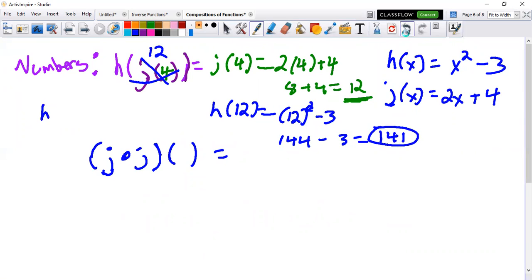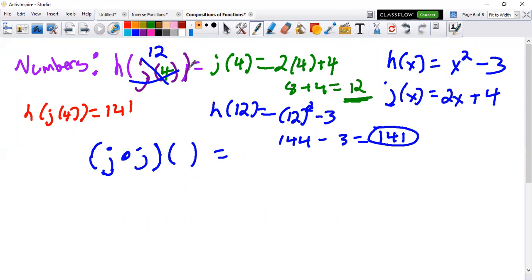So I'm switching colors. It's not letting me. Come on, hit right. There. h of j of 4 would be equal to 141. So as you can see here, I now did j of j. So I'm essentially plugging the same function into itself.